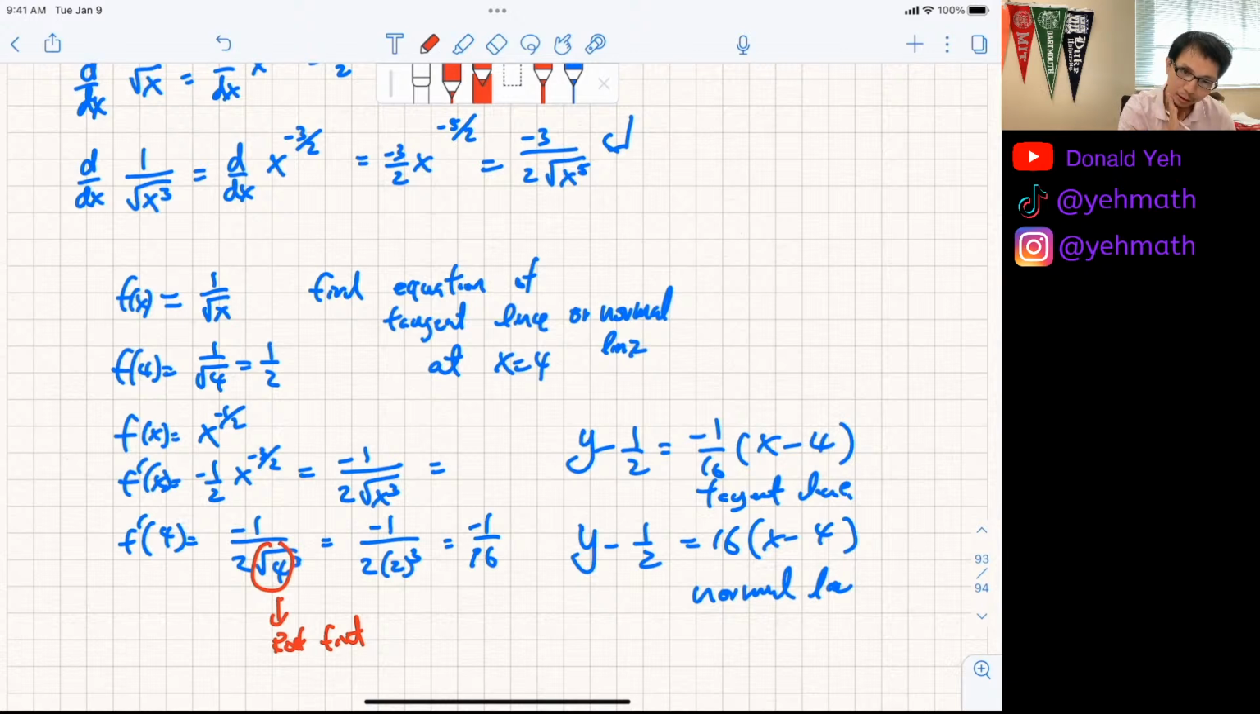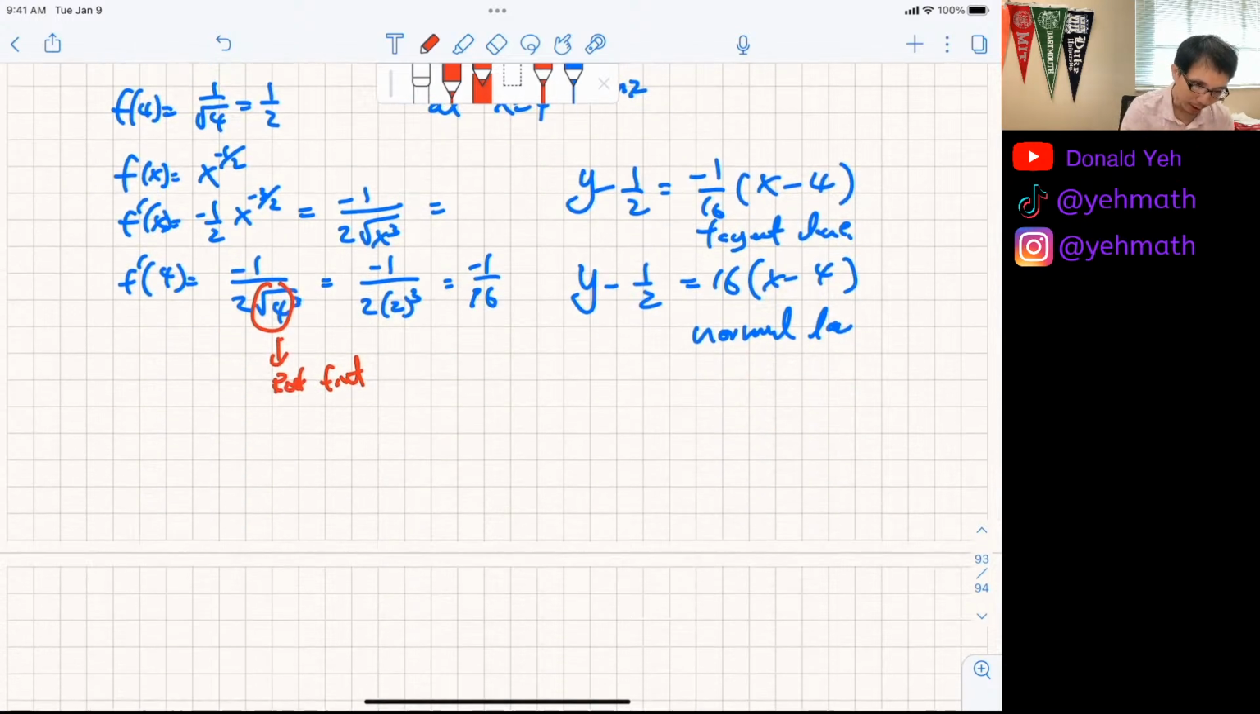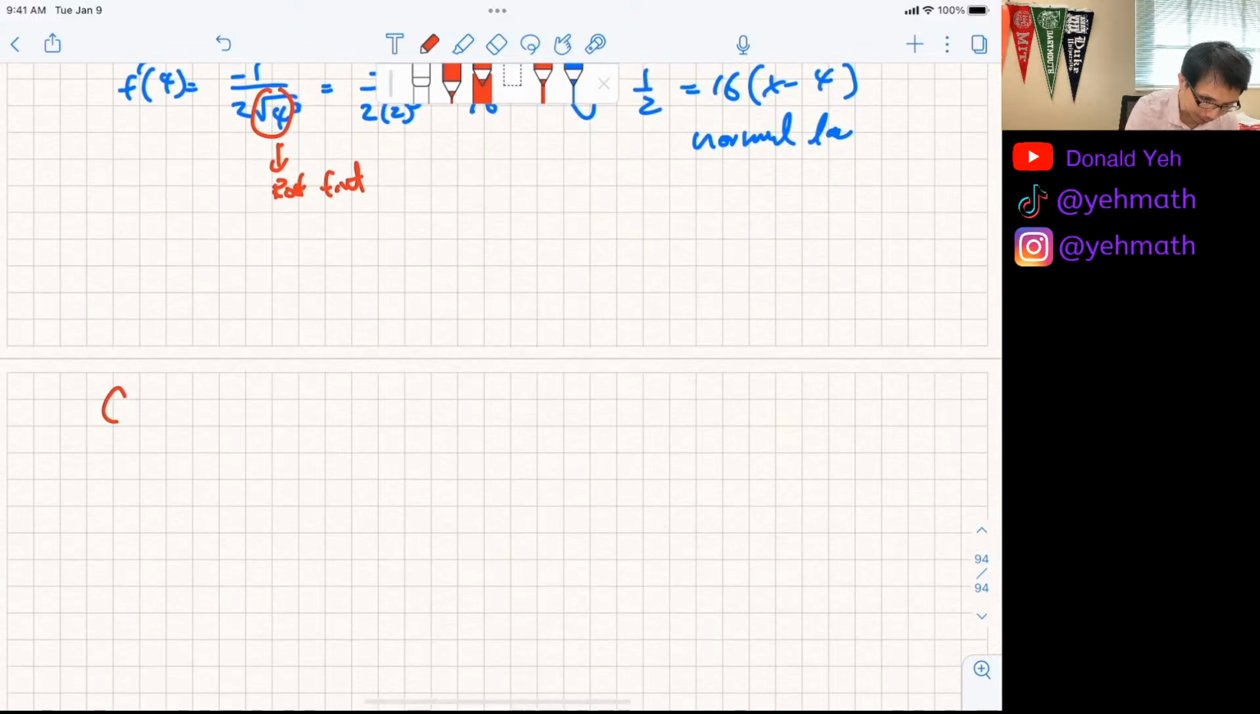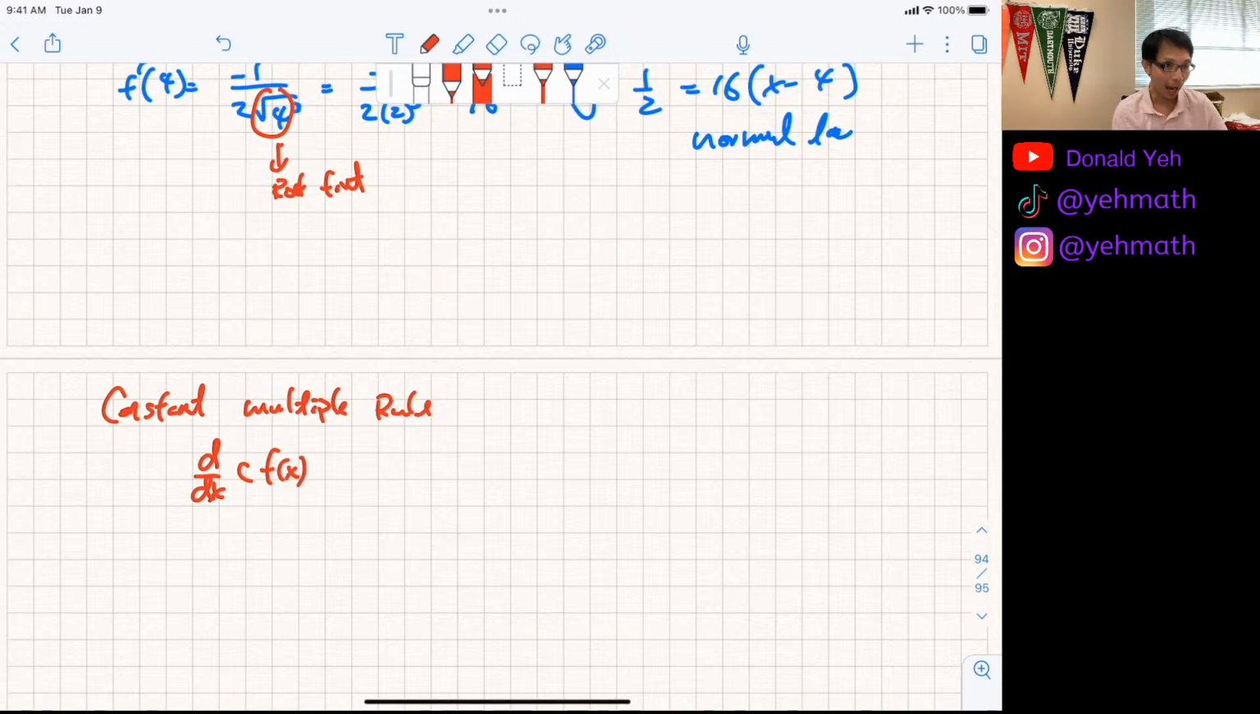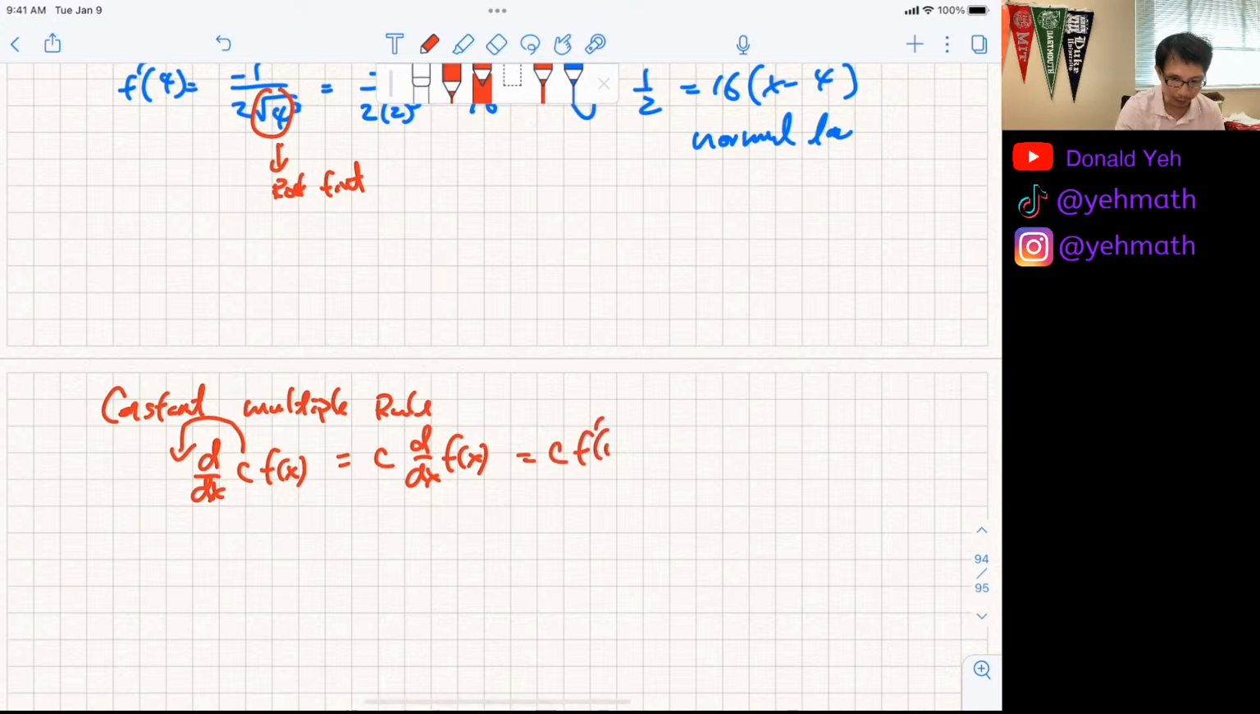Okay, so you gotta be careful with the constant. What if you have a constant in the front? It's called the constant multiple rule. If I have d/dx of c times f of x, I am gonna take the c that's in the front and say c times d/dx of f of x, and then I'll take a derivative after that. So it'll be c f prime of x.